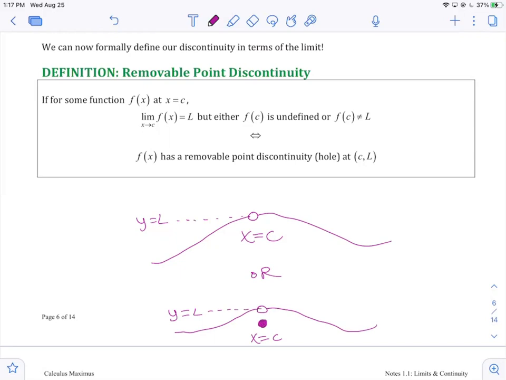So in the top one, the function's not even defined at c. In the bottom one, it is defined at c, but it's either above or below the hole. Okay? In both cases, we say that the hole is at c comma L. All right? The hole is always at c comma L.